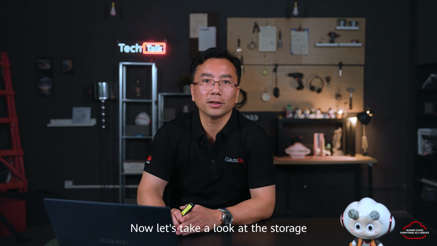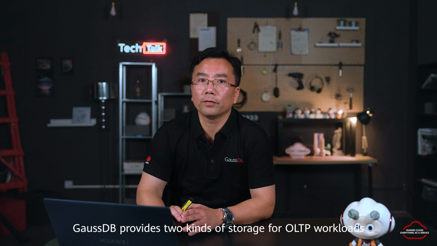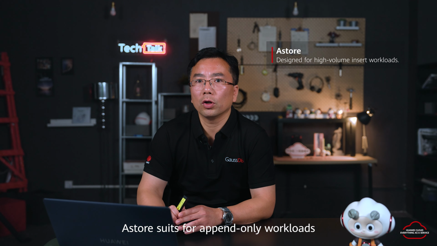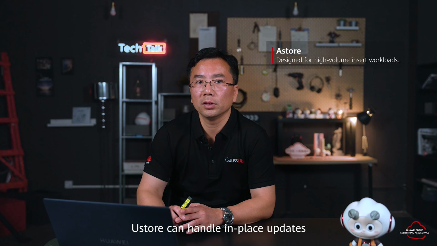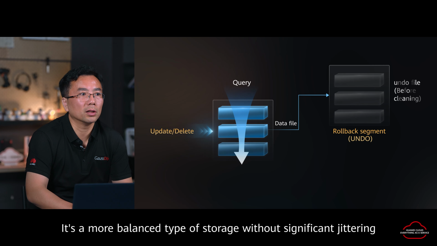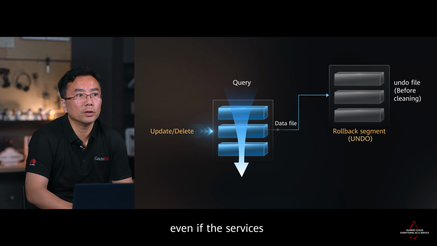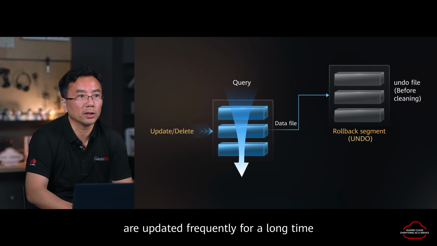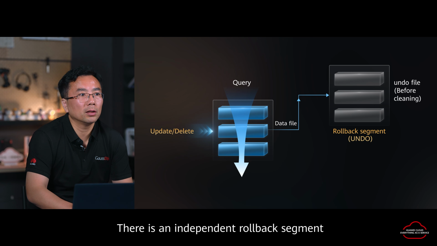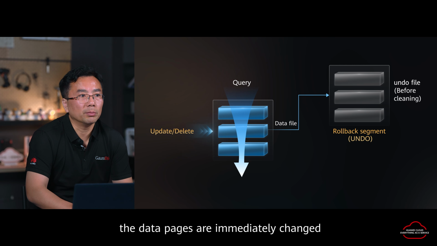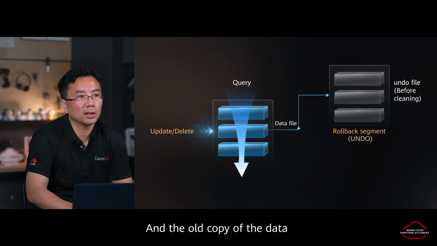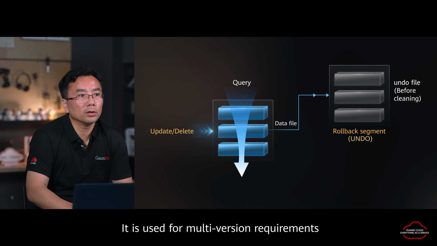Now let's look at the storage. GaussDB provides two kinds of storage for OLTP type of workload. Astore suits append-only workload, but for more commonly seen scenarios, Ustore can handle the in-place updates. It's more balanced without significant jittering, even if the services are updated frequently for a long time. There is an independent rollback segment. When data is modified, the data page is immediately changed, and the old copy of the data is stored in this rollback segment. It is used for multi-version requirements.